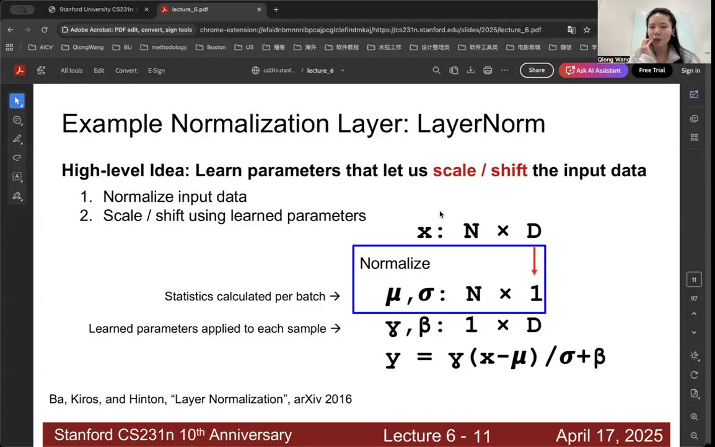The function is like this. The input is N times D, meaning dimensions, and the normalization uses statistics calculated per batch. We need to use the mean and the standard deviation, calculated per batch. After that, learned parameters are applied to each sample. We need to apply the scale and the bias. Finally, the formulation is like this: y equals the scale times (x minus mean) divided by the standard deviation, plus the bias.